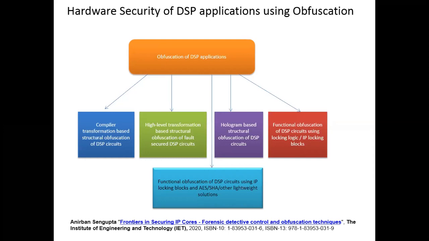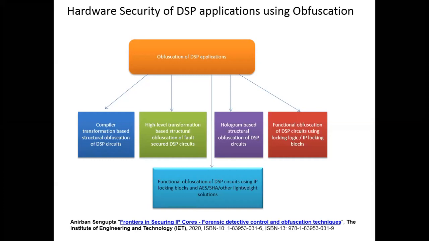Here we could use several high level transformations. For example, we can go for loop unrolling, redundant operation elimination, logic transformation, tree height transformation, and a combination of these can be deployed to perform obfuscation of DSP circuits. The third could be hologram based obfuscation of DSP circuits.